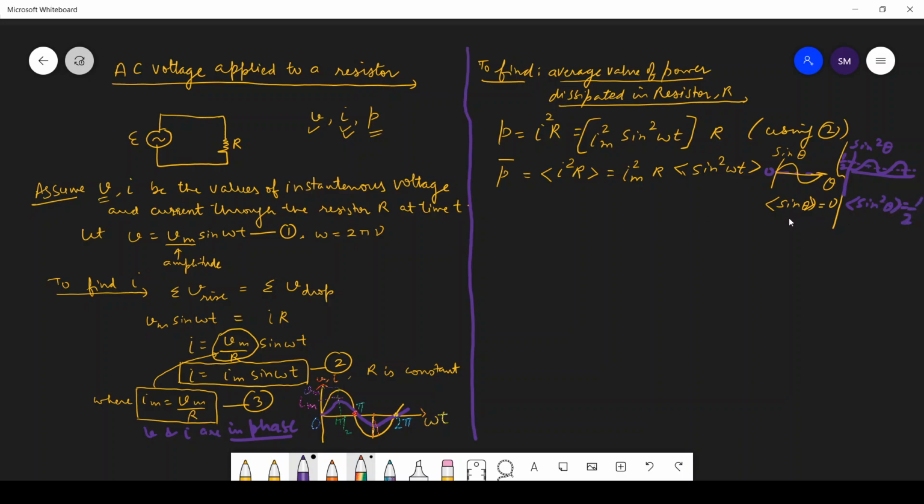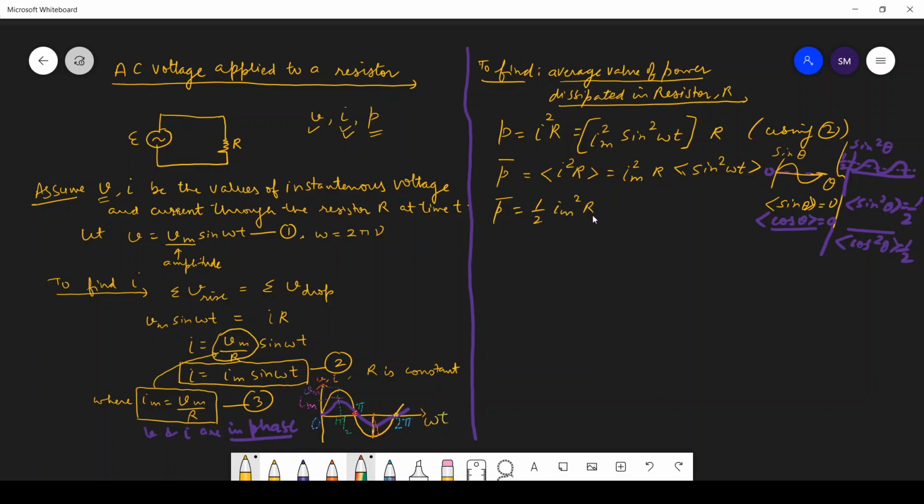Theta can be any angle. This is very important for us throughout this chapter: the average of sine theta or cos theta is 0, and the average of sine square theta or cos square theta is half. The answer will remain the same. So what's the value of this square? This is obviously half, so P is equal to half Im square R.